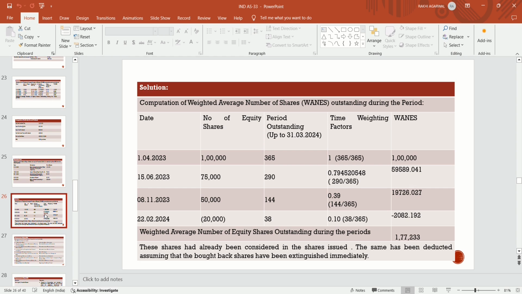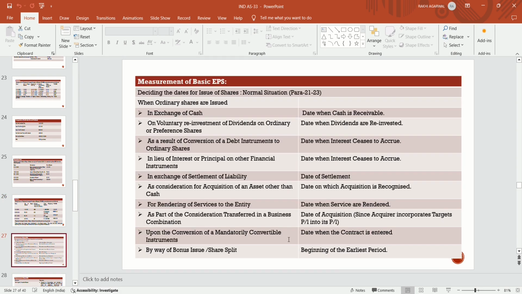These shares had already been considered in the share issue. The same has been deducted assuming that bought back shares have been extinguished immediately. Now, deciding the dates for the issue of shares. When ordinary shares are issued in exchange of cash, the date is when cash is receivable.